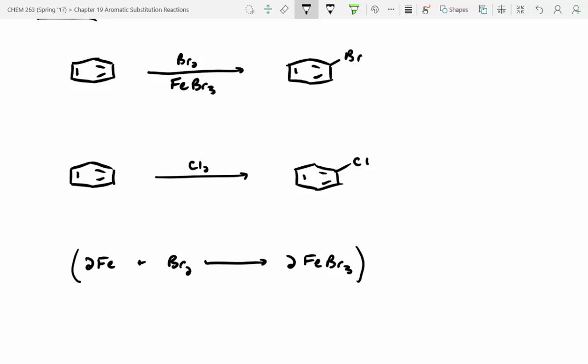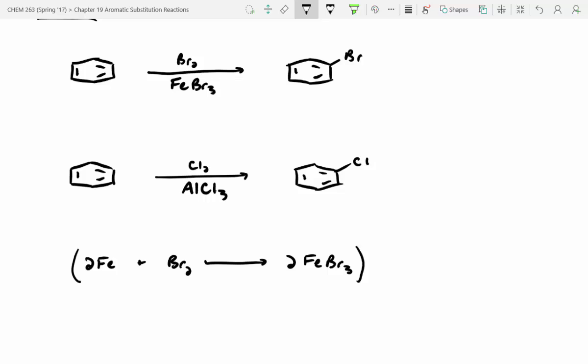With chlorine, same thing. You can't just have this react with chlorine gas itself. You have to add in a metal. And in this case, we don't use iron. Does anybody know another metal that might work? Aluminum trichloride. Yeah, aluminum. So in this case, you oftentimes use aluminum trichloride, and we'll show why these are so important.